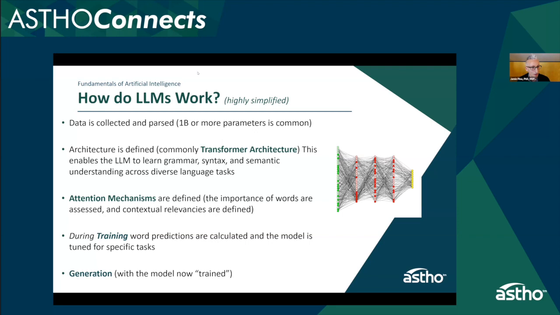The first thing that happens in the development of a large language model is that data is collected and parsed. And a typical large language model includes somewhere around a billion or more parameters. One of the reasons that these models are now popular and possible where they weren't previously is because over time we've developed extended computational power in our computing systems.